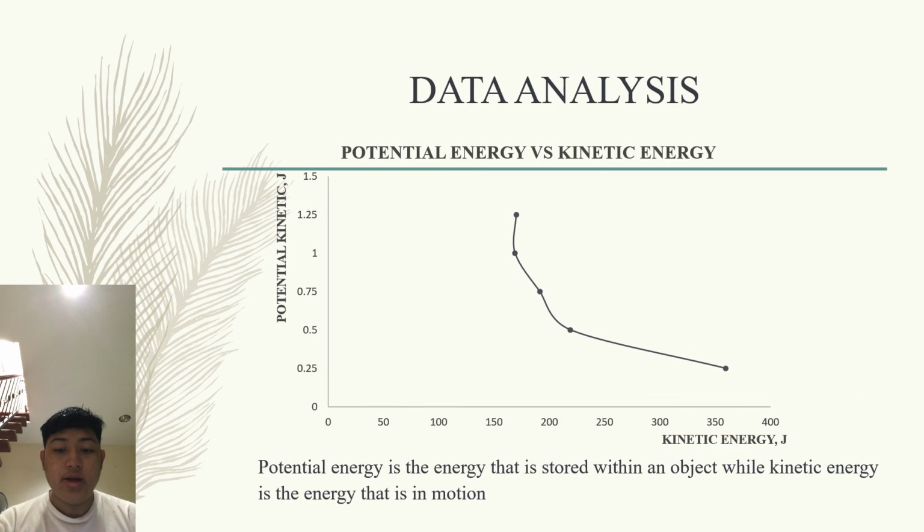170.11. So for data analysis, we have a graph of potential energy versus kinetic energy. Potential energy is the energy stored within an object, while kinetic energy is the energy of an object in motion, based on the graph below.